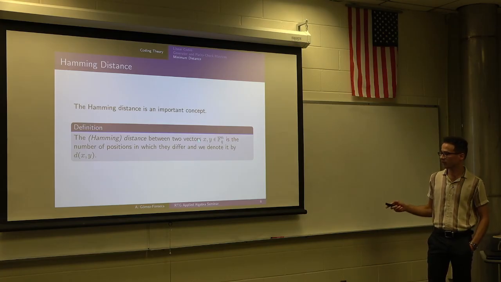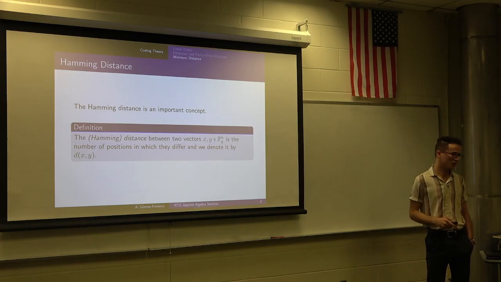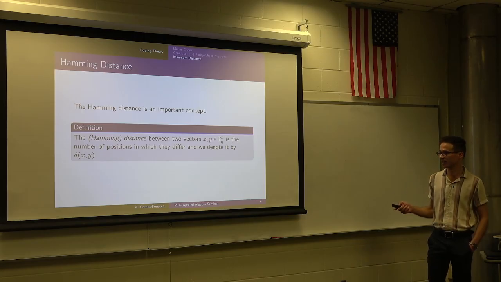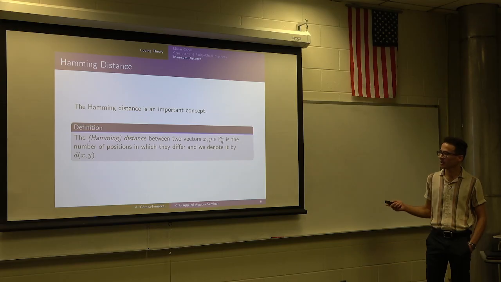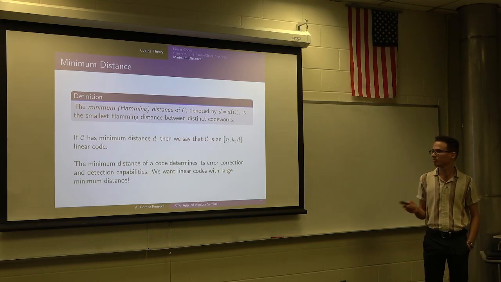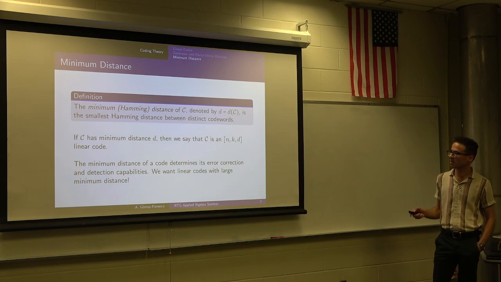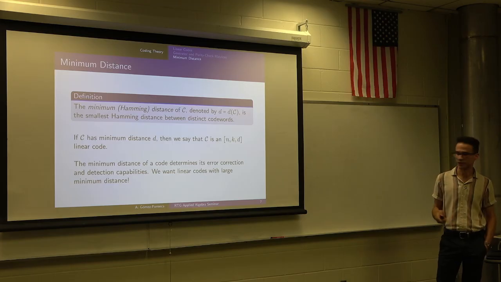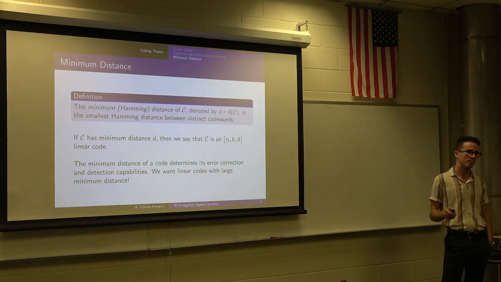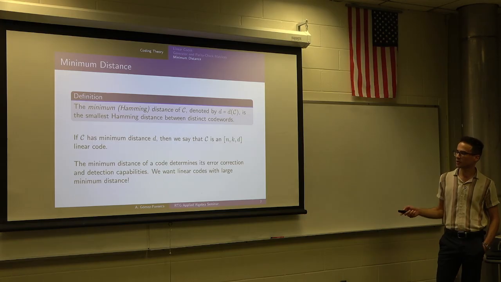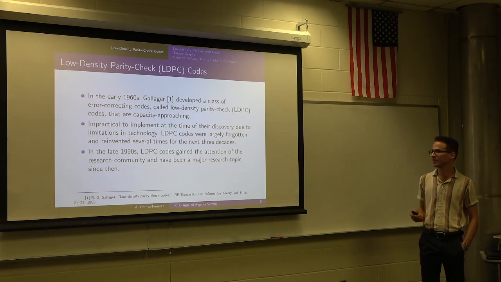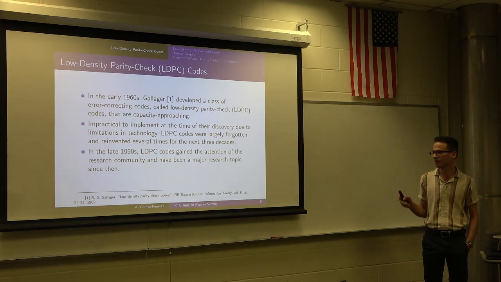If you have two vectors, x and y in F_q^n, then the number of positions in which they differ is called the Hamming distance between the two vectors. The minimum of all of those possible Hamming distances is called the minimum distance. So if a code C has minimum distance d, then we say that C is an (n, k, d) linear code. The minimum distance of a code determines its error correction and error detection capabilities, so we want linear codes with large minimum distance. Now, that's the basics about coding theory that I wanted to mention.